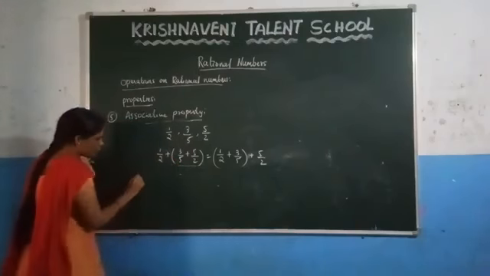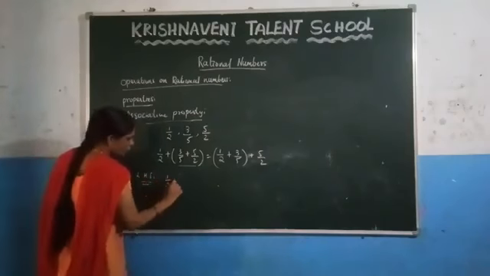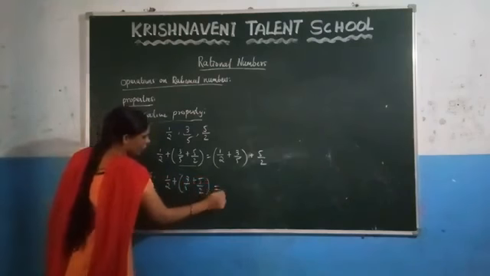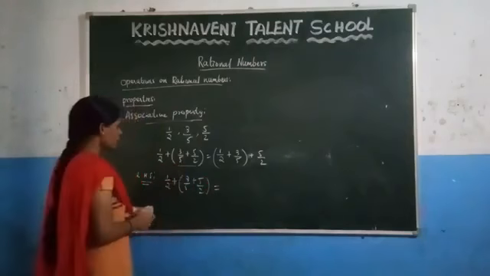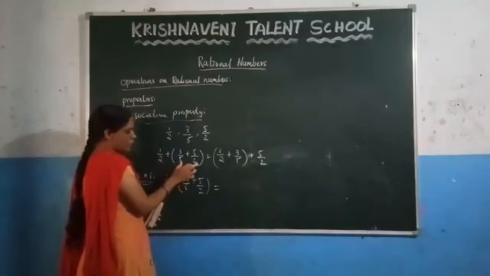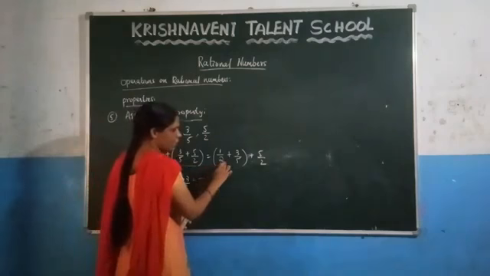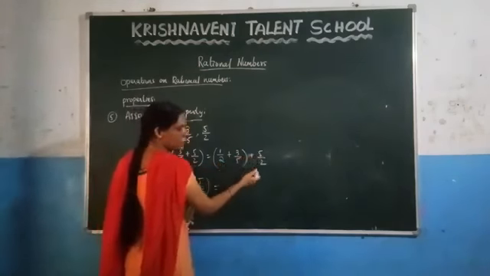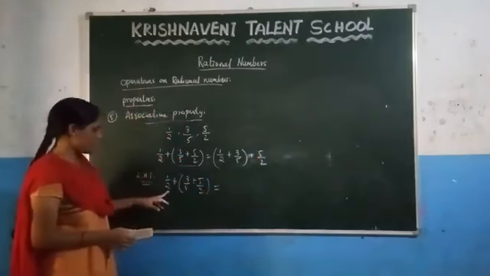Now let us solve LHS. Here, 1/2 + (3/5 + 5/2). Here you can observe that we have just changed the brackets. Here we are adding the second and the third number, and after getting the result, we are adding it to the first number. Here we are adding the first number and the second number, and after getting the result, we add that number to the third number. Then we have to get the same result. Let us consider this LHS.